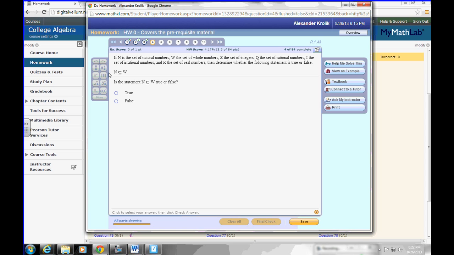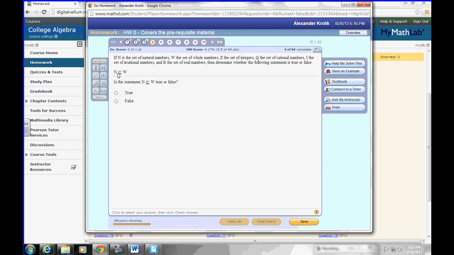So that's what it looks like. That is a weird question. So let's read that together. If N is the set of natural numbers, W the set of whole numbers, Z the set of integers, Q the set of rational numbers, I the set of irrational numbers, and R the set of real numbers, then determine whether the following statement is true or false.